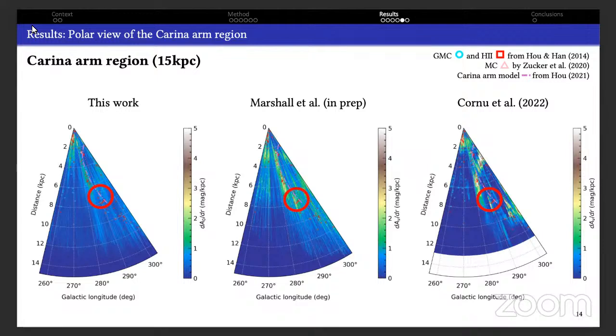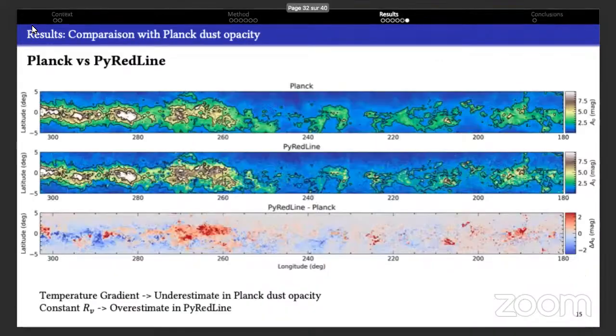But well, in the work of Marshall et al. and Cornu, they seem to have something. So there are some differences, but one of the important results we have is that we have very good constraint on short distance, and we can see large-scale structures like the Carina arm.